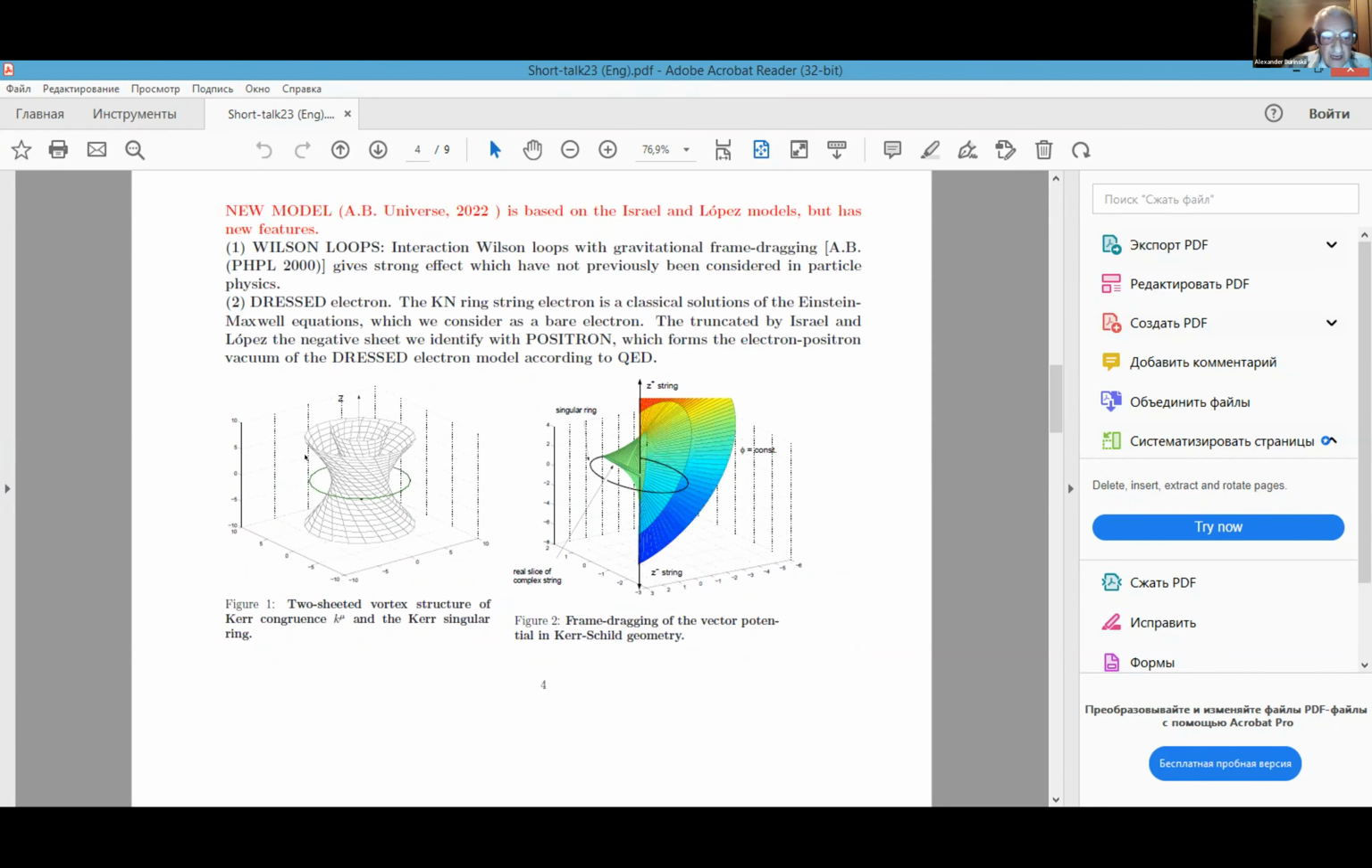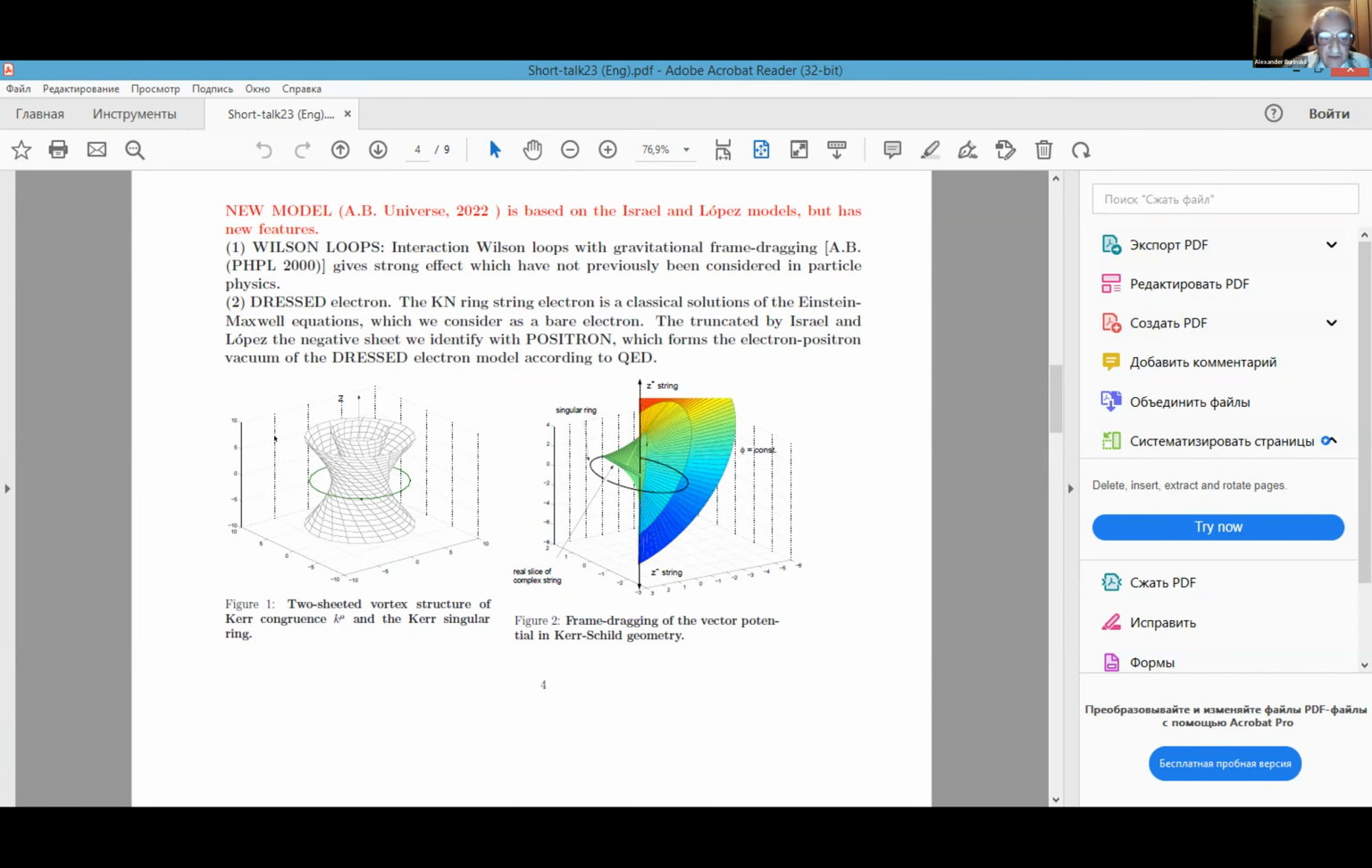In form, the metric represents, as I said before, a Kerr singular ring, shown here, and the line, the vertex of light-like rays, like a drain hole.